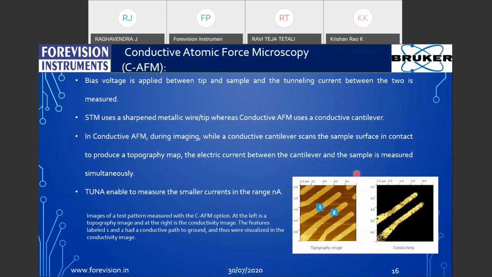The image in the slide shows the capability of conductive AFM. Here, labeled 1 and 2, only these two pads are grounded. That's why you can only see those two pads giving the conductive AFM signals.